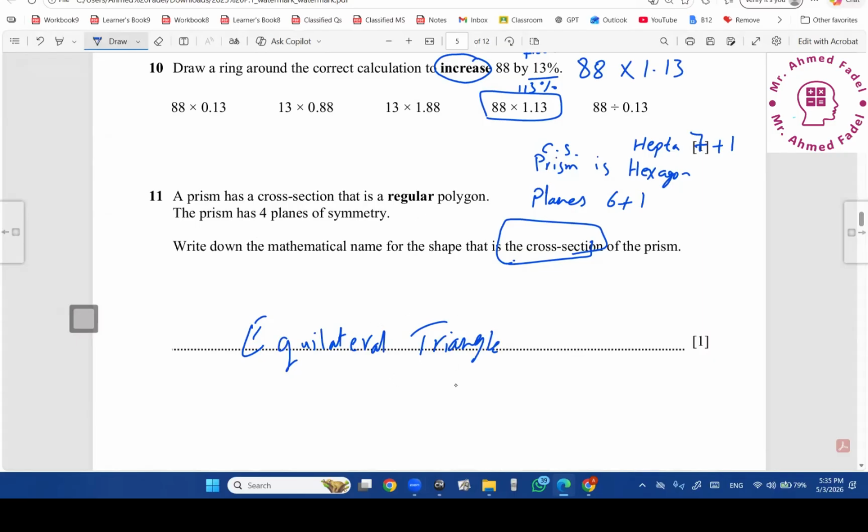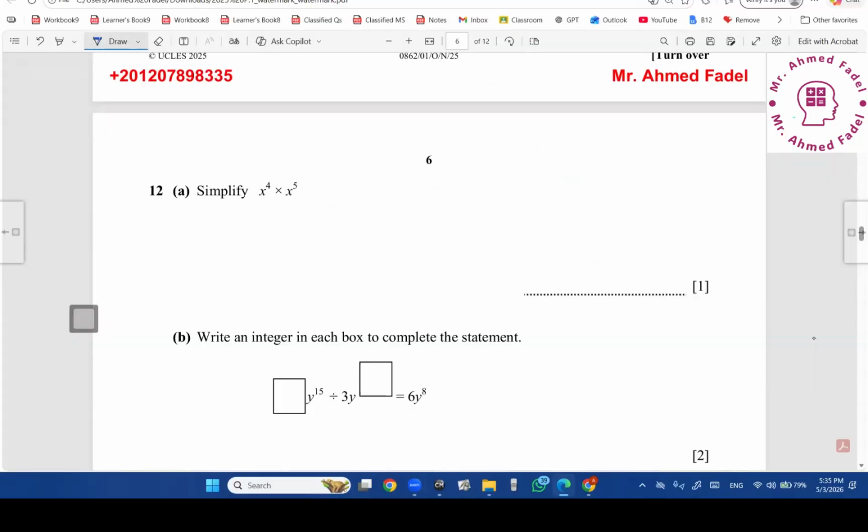Why? Because now if you want to find the planes of symmetry of this shape, how are you going to do it? You're going to say it's a triangle, so it is 3 sides, but you wanted the planes of symmetry of that prism, then you plus 1 gives you 4, which is what they said to you here. 4 planes. So it is a triangle.